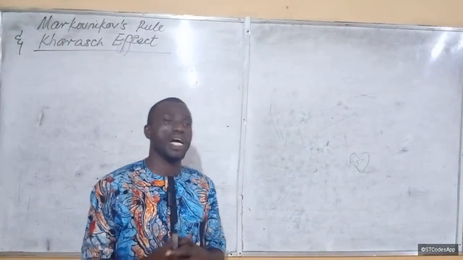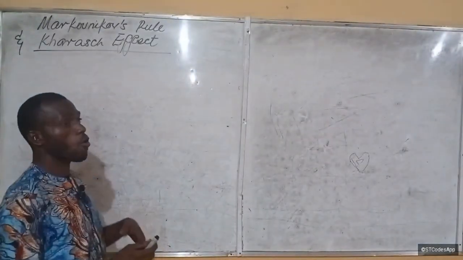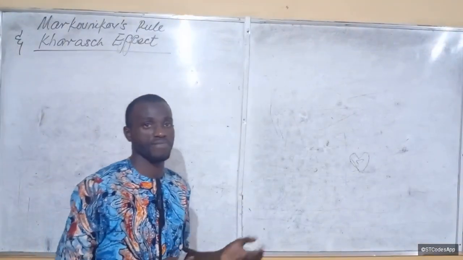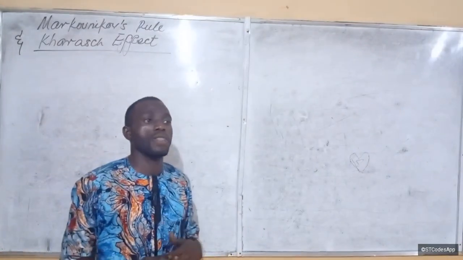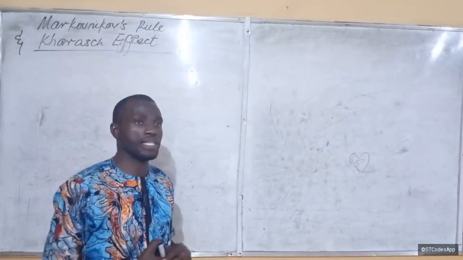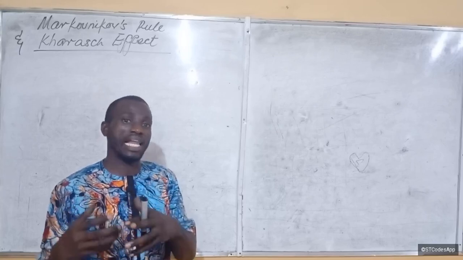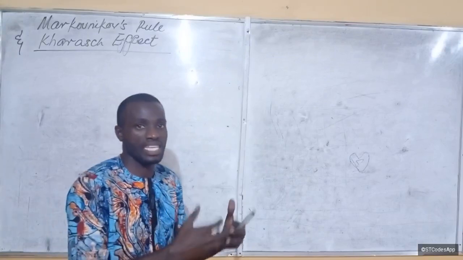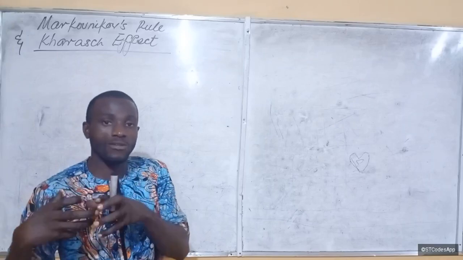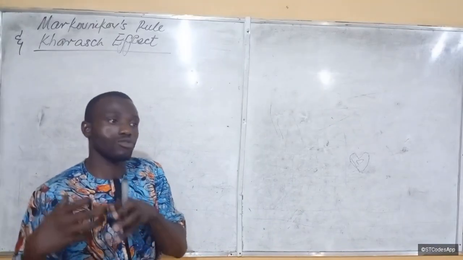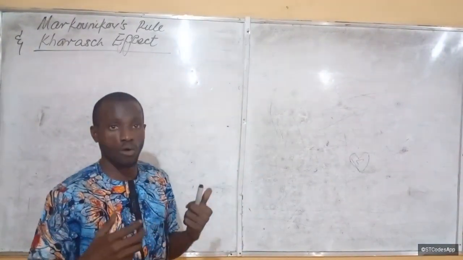Let's talk about Markovnikov's rule, otherwise spelled Markovnikov with the double F and with W here. Okay, all right. Now, what is this about? The Markovnikov rule is about the addition of hydrogen halide to an alkene, one of the chemical reactions for alkenes. So when you want to add a hydrogen halide to an alkene, it follows Markovnikov's rule.